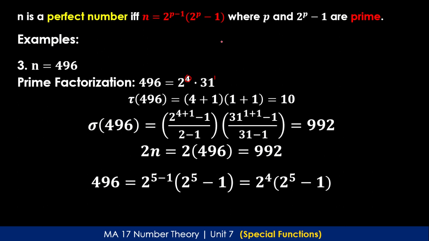So in this case, we can express it based on the formula. We have 2 raised to 5 minus 1, multiplied by 2 raised to 5 minus 1. So that is 2 raised to 4 times 2 raised to 5 minus 1. So we can express 496 as this one.